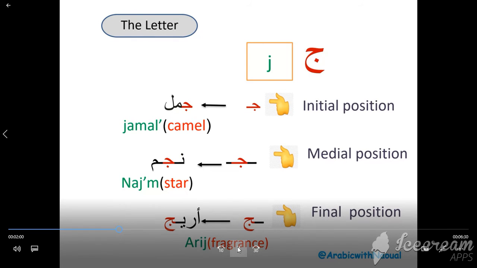The letter Jim in the initial position is written like in the word جمل, in the medial position like in the word نجم, and in the final position like in the word أريج.